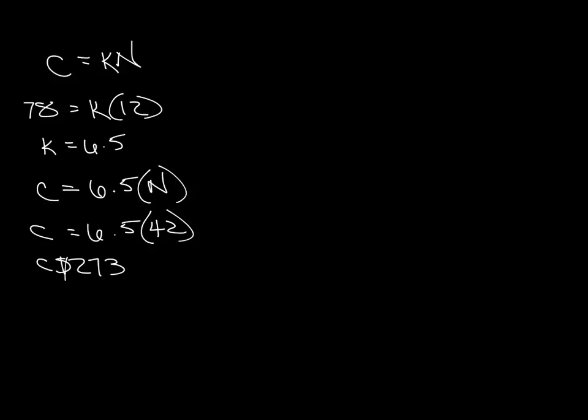Alright, let's use the ratio way. C1 over C2 equals N1 over N2. Alright, so my C1 is going to be my, let's see, $78.